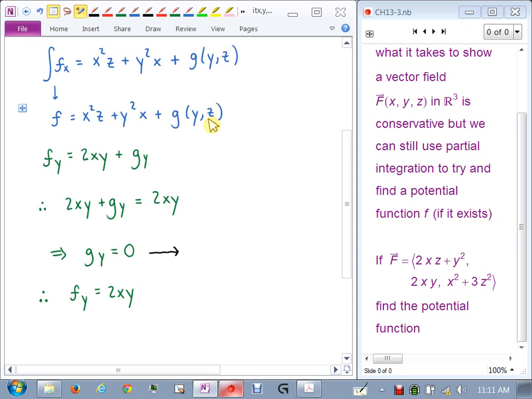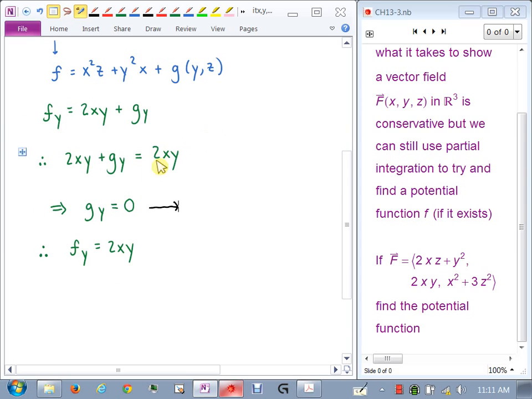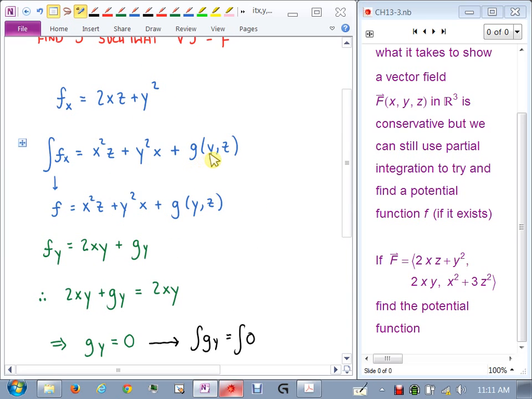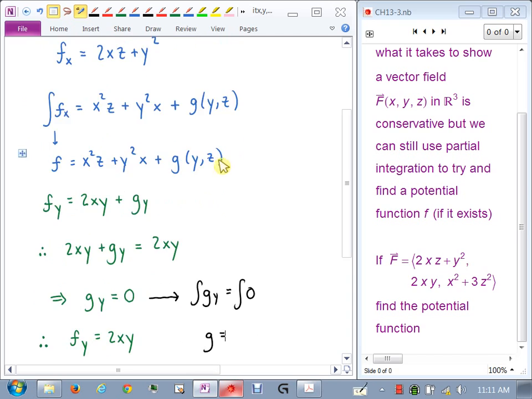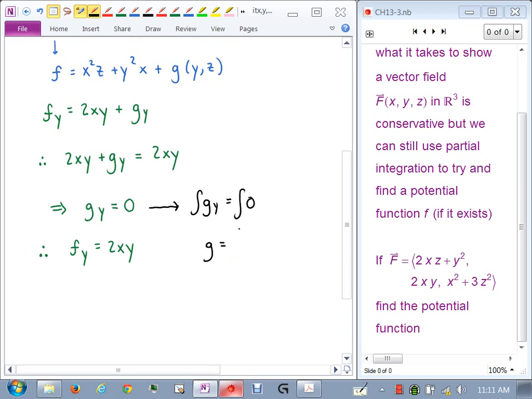It can't have a z attached to a y, right? It could have a z by itself though, and that's exactly what I'm going to say right now. The partial of g with respect to y is 0. If I integrate both sides, that tells me that g must be what? The antiderivative of 0 is just a constant, but since g is a function of both y and z, that constant could possibly be just a function of z.